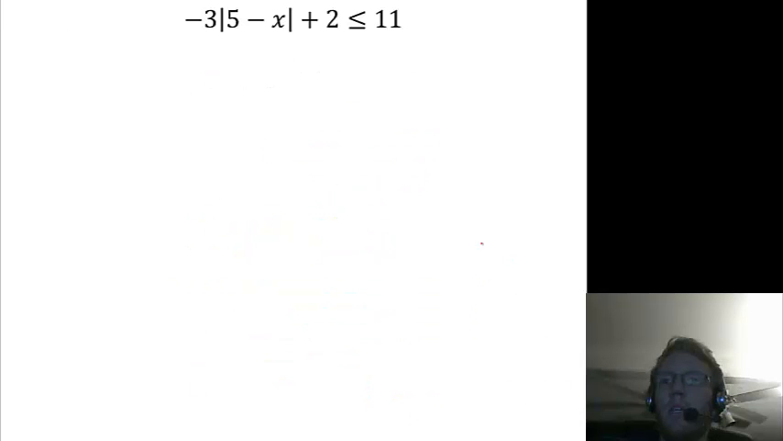Alright, one more quick example, and then we'll be finished. Absolute value of 5 minus x times negative 3, etc., etc. So you first notice that you've got the absolute value mixed in with some other stuff, so you have to get that part by itself, just like always. So minus 2 on both sides. Cancel that. That's going to give me a 9.